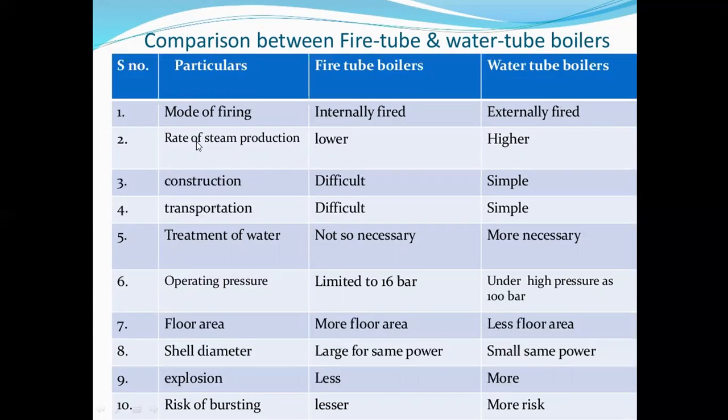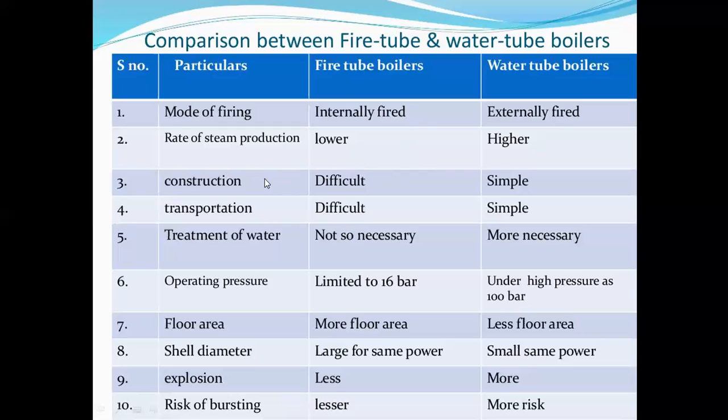Based on the rate of steam production, steam production is less for fire tube boilers. Here steam generation capacity is less. For the water tube boiler, steam generation capacity is more, that means more than 1 lakh kg per hour, while fire tube is in thousands, around 50,000.